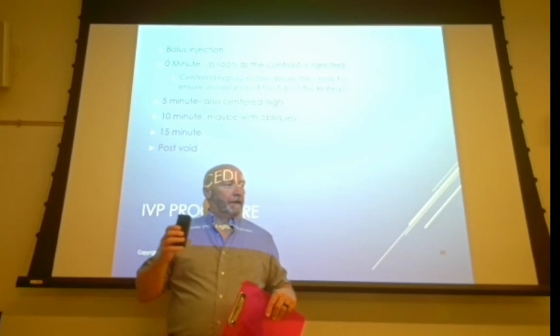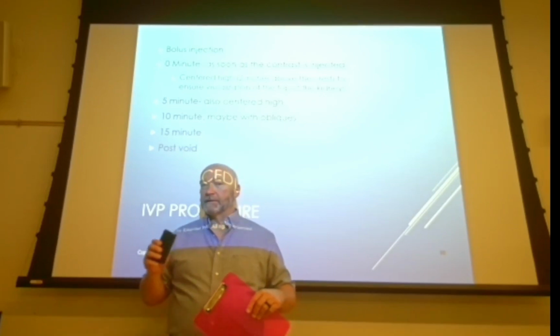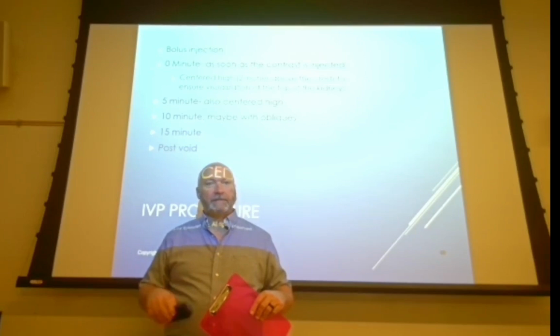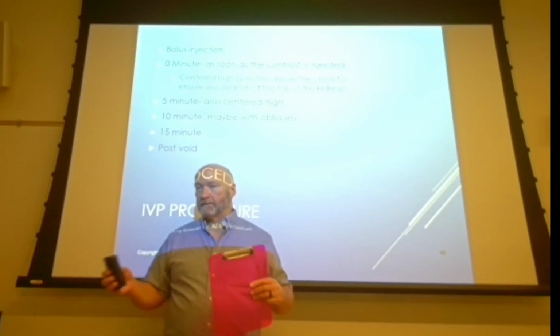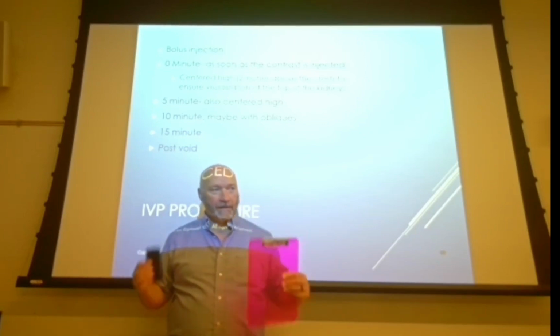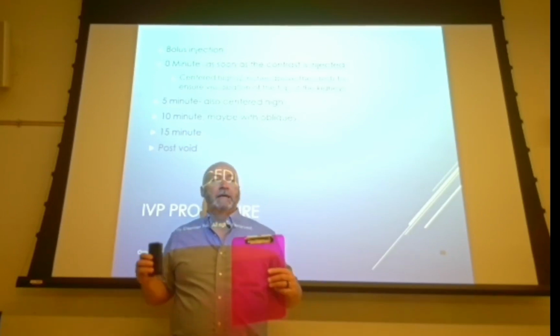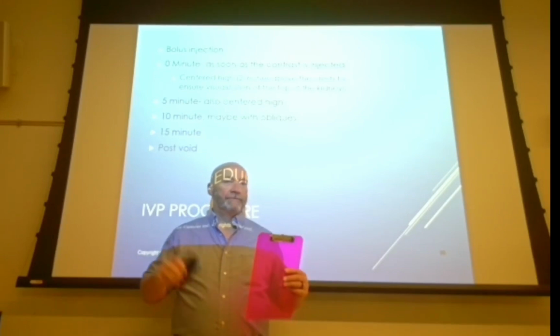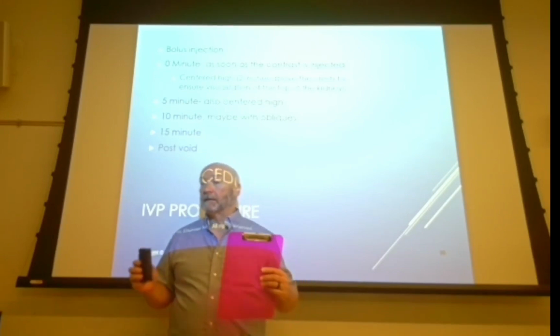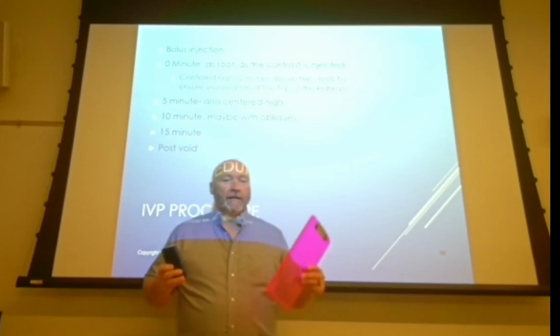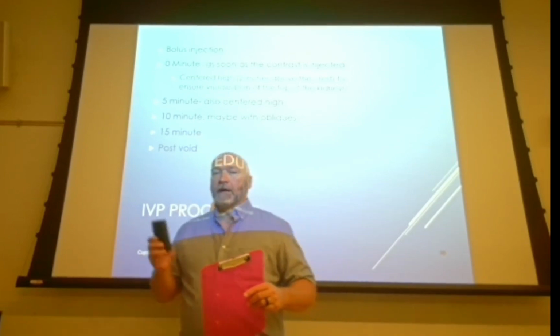After that 0 minute image, you're going to take an image every 5 minutes until 15 minutes, and then you're going to do some obliques. So you're going to do a KUB. First off, you're going to do a high KUB at 0 minutes. You're going to do a KUB at 5 minutes, a KUB at 10 minutes, and in a lot of cases, you're going to do obliques. So the obliques show you a lot of stuff.